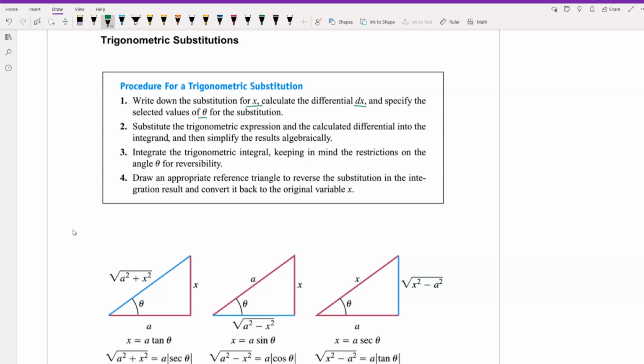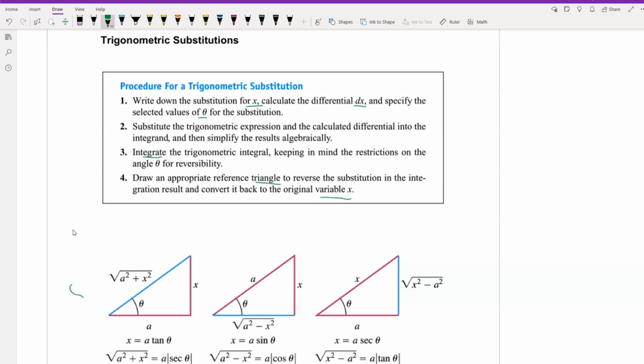Then second step, substitute the trigonometric expression and the calculated differential into the integrand, and then simplify the results algebraically. Step 3, integrate the trigonometric integral, keeping in mind the restrictions on the angle theta for reversibility. Step 4, draw an appropriate reference triangle to reverse the substitution in the integration result and convert it back to the original variable x. So here on this part we have right triangles.